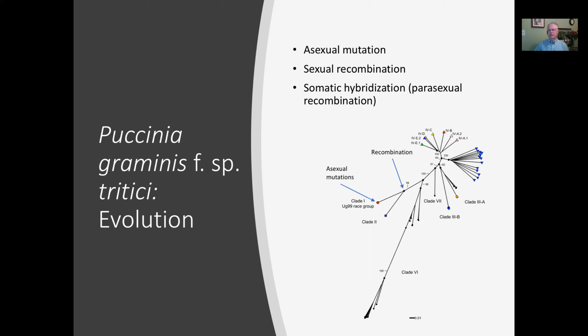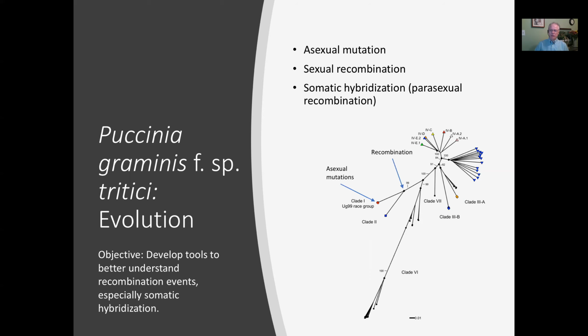Sexual recombination and somatic hybridization are responsible for major changes in the tree, or the branch points, or the nodes. So we were interested in developing tools to better understand these recombination events, and especially if we could identify somatic hybridization events. It has been assumed that primarily sexual recombination was the driving factor for these branch points or new evolutionary lineages, but we really don't know how frequent somatic hybridization occurs.